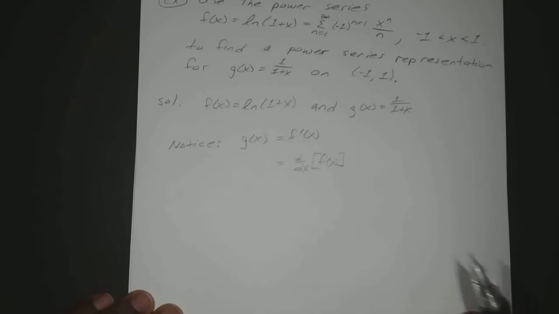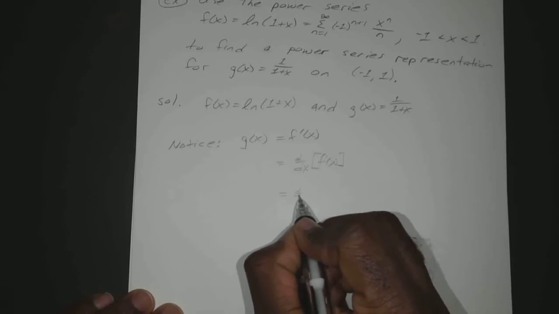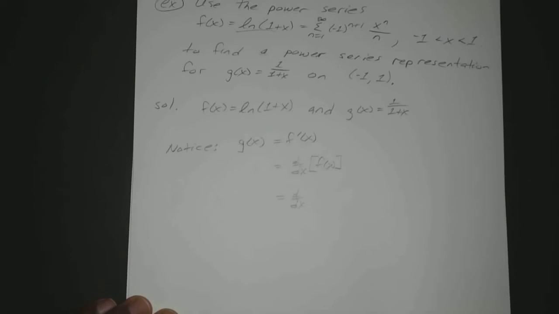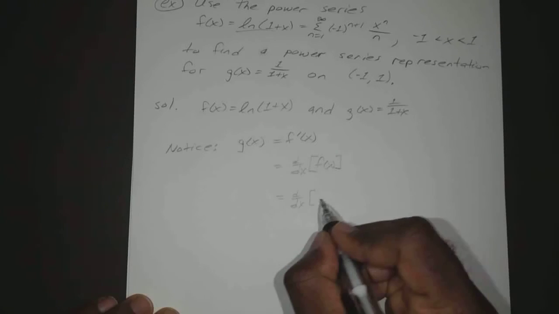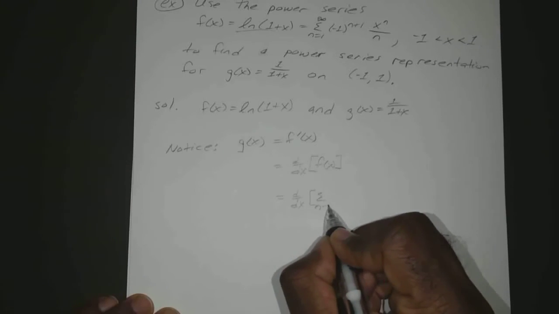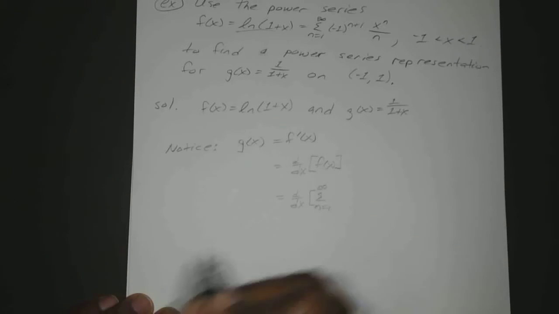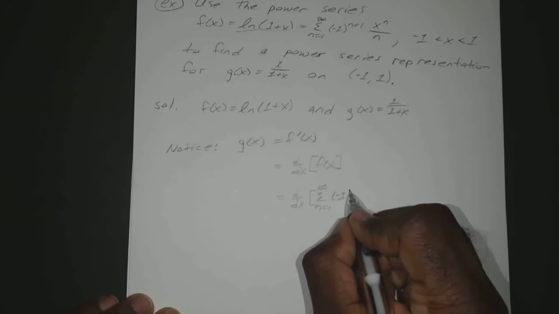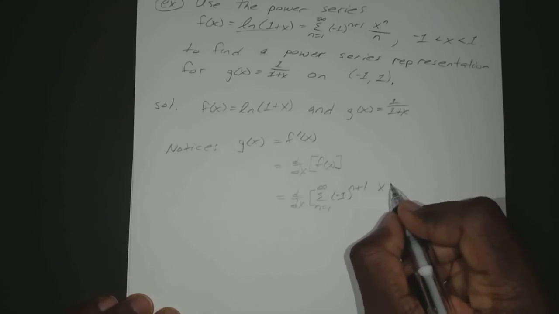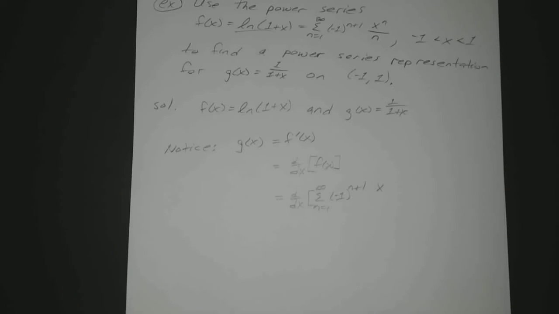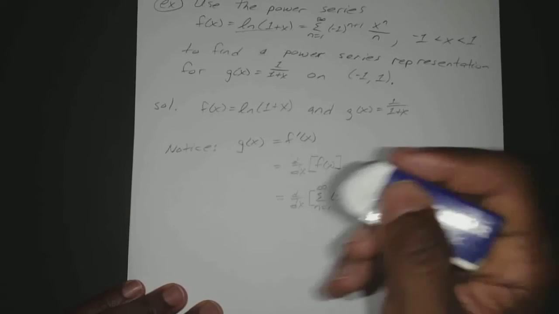So if it's the derivative of f of x, that's equal to the derivative of natural log of 1 plus x, which is equal to the sum from n equals 1 to infinity of negative 1 to the n plus 1 power times x to the n. Actually, I'll make that 1 over n times x to the n.